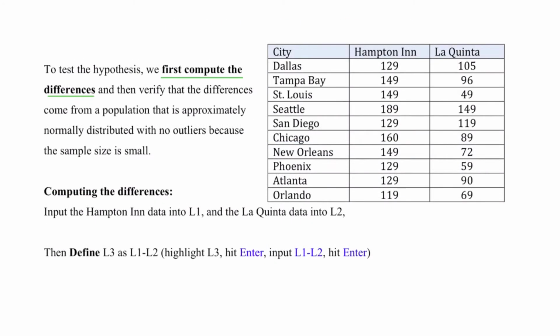So to compute the differences, we're going to go ahead and throw our Hampton Inn data into L1 and the La Quinta data into L2. And then like we've done a while back, we're going to define L3 as L1 minus L2 and allow the calculator to populate our L3, which will be our list of differences.